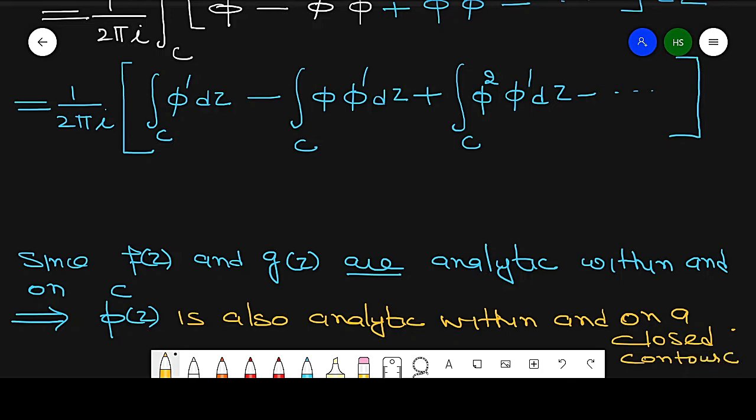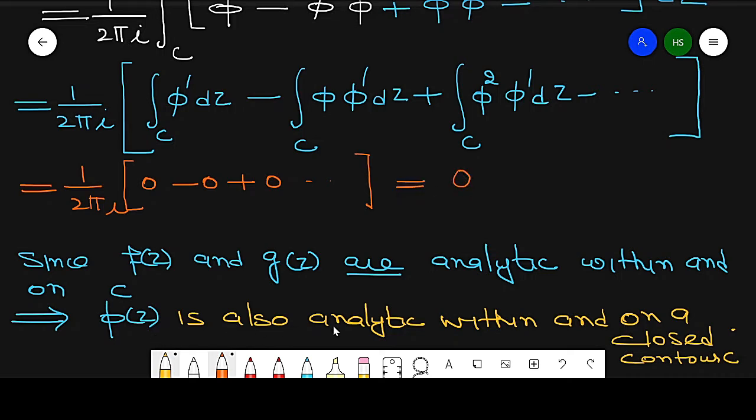Now apply the Cauchy-Goursat theorem. So this integration is 0. This integration is 0. So 1 by 2 pi iota bracket 0 minus 0 plus 0 and so on up to 0. So this is equal to 0.